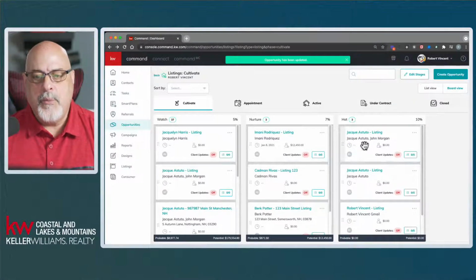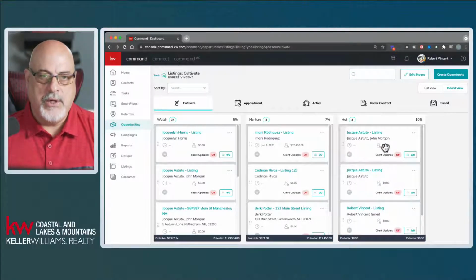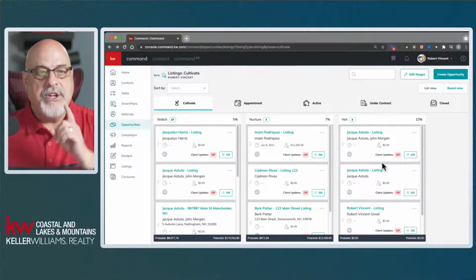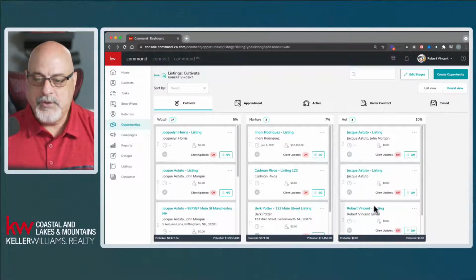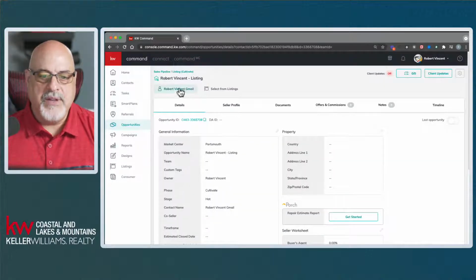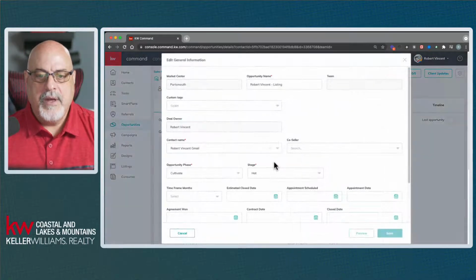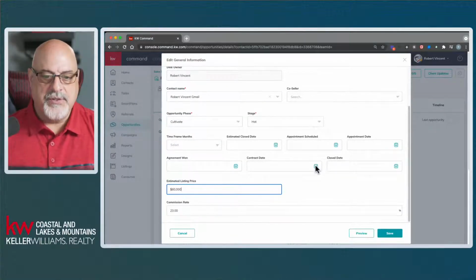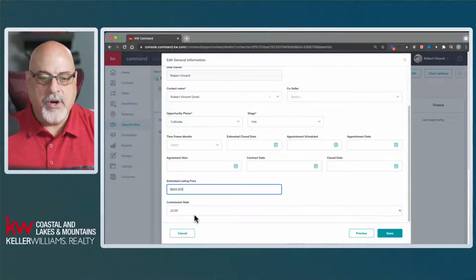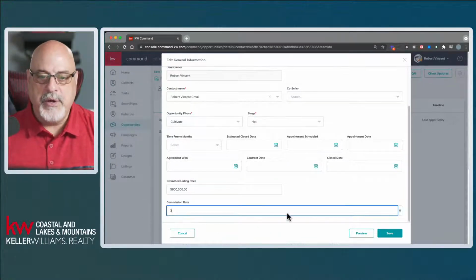Doesn't matter. So when we look at these, we have to say to ourselves, am I going to fully utilize the pipeline? If you're going to fully utilize the pipeline, then you need to fully utilize the opportunity and the information within it. So let's take a look again at this Robert Vincent listing. Nothing up at the top here, not even a listing selected. I'm going to edit this information. So I'm going to edit the information from where we have here no pricing or anything like that. I'm going to change this and say that this is a $600,000 house. And the commission rate, I'm going to put back down to a more reasonable 3%.